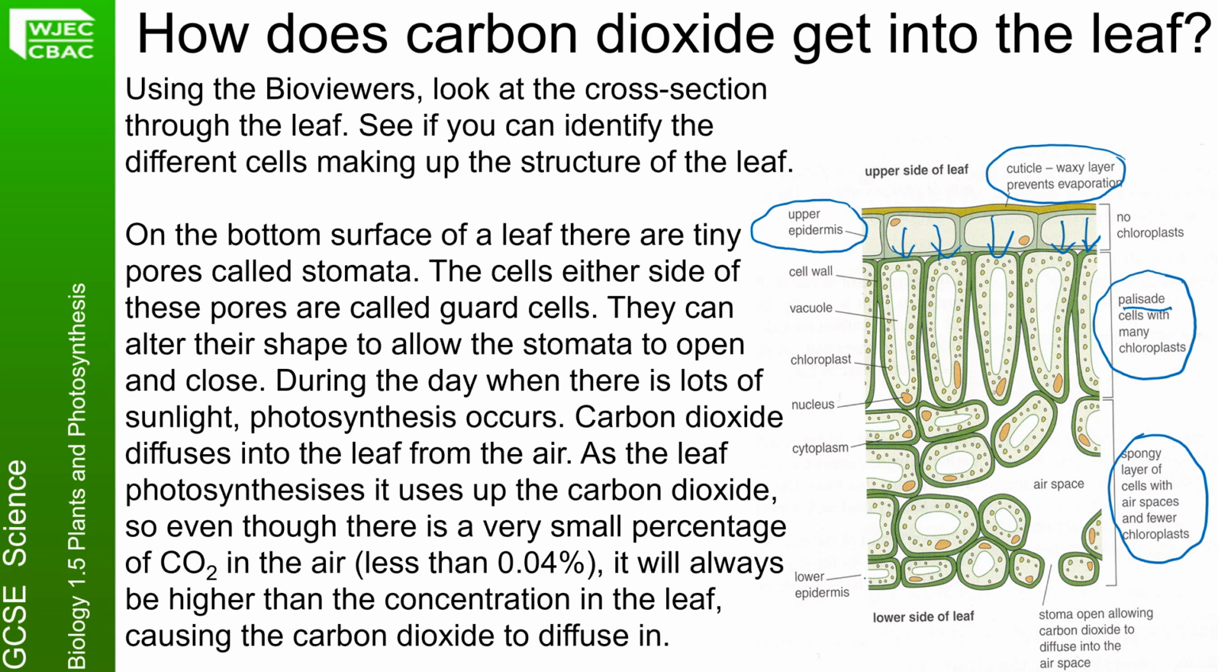And then finally, our lower epidermis at the bottom here has got little gaps every now and then. The gaps are called the stomata, or the stoma as a singular, okay? And the two cells either side of them are called the guard cells, which we're going to look at in a bit more detail later.